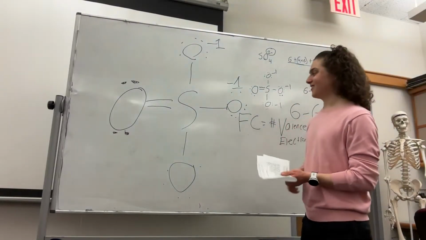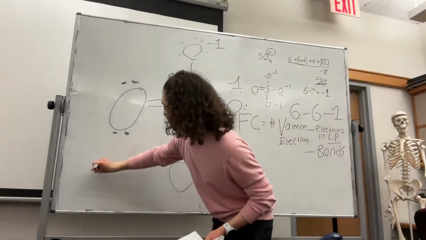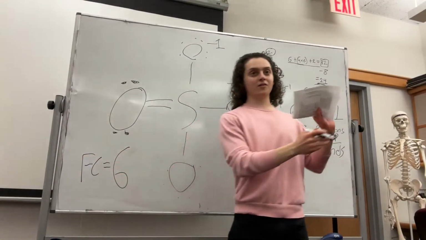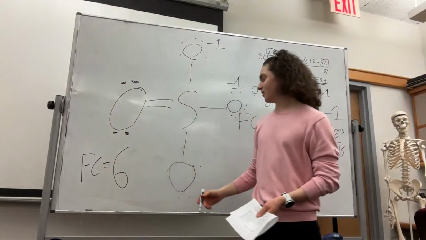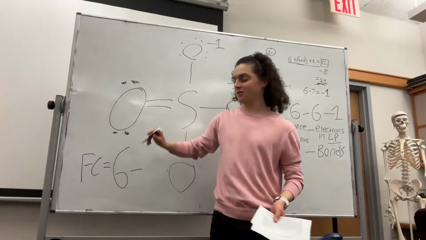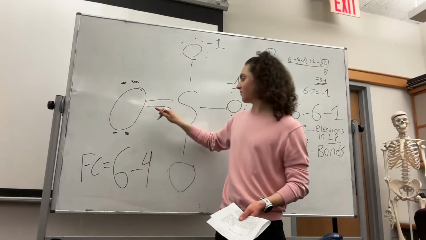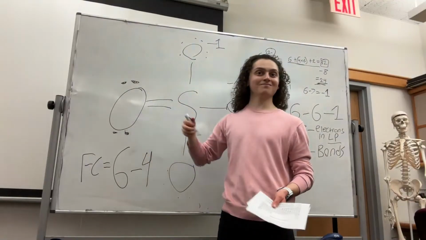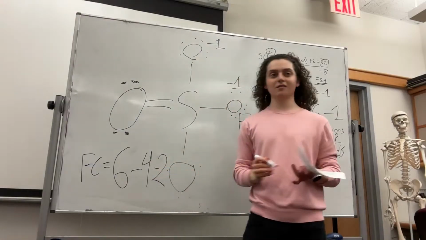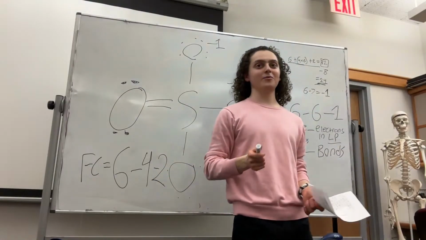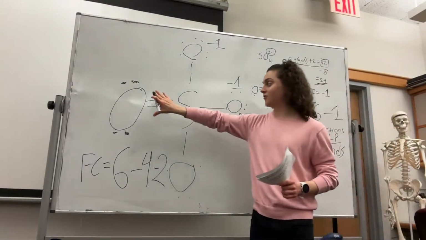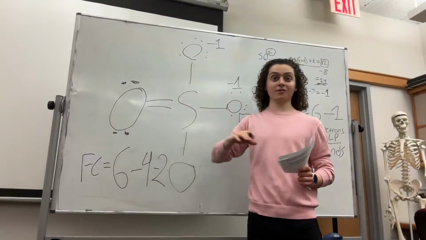Perfect. Okay, so formal charge here equals 6. That's our big number for oxygen because we found it on the periodic table. Minus 1, 2, 3, 4. Minus strike. That is the difference between getting a little bit of partial credit and getting this question totally right. So this now has no more formal charge, which is sweet.